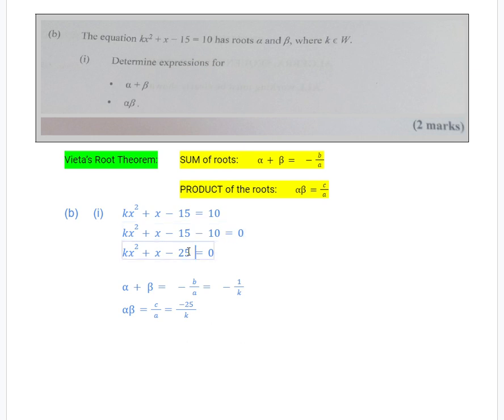Right, so now it's in the form of a quadratic where we have ax squared plus bx plus c, that form. Right, the c value is negative 25. Right, the b value is 1, and the a value is k. Okay, the sum would be negative b over a, which is negative 1 over k. There. Okay, and the product c over a is negative 25 over k. Right, we'll need to use those two in the next question.